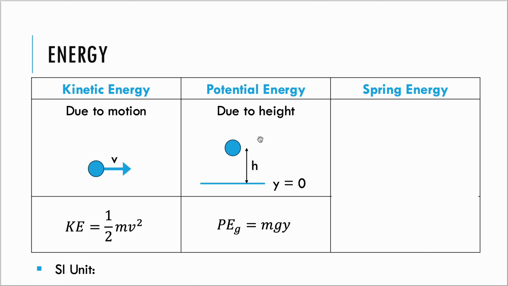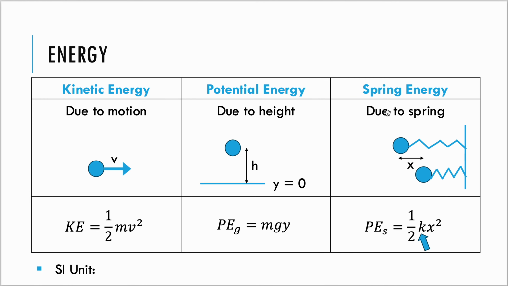Then we have potential energy. An object has potential energy due to height. In this picture, we see a ball which is at a height h above some surface. So we typically need to label the surface or the ground level as y equals 0 so that the height of the object can be measured relative to that reference level. Because it has a height, the potential energy, PEG for gravitational potential energy, is equal to the mass times g times y, which is the height above that reference level.